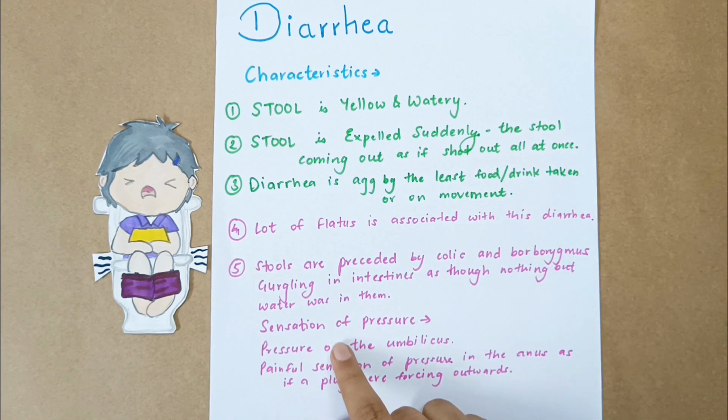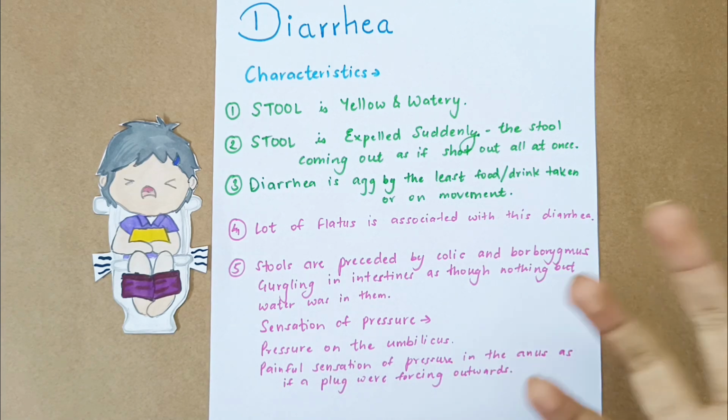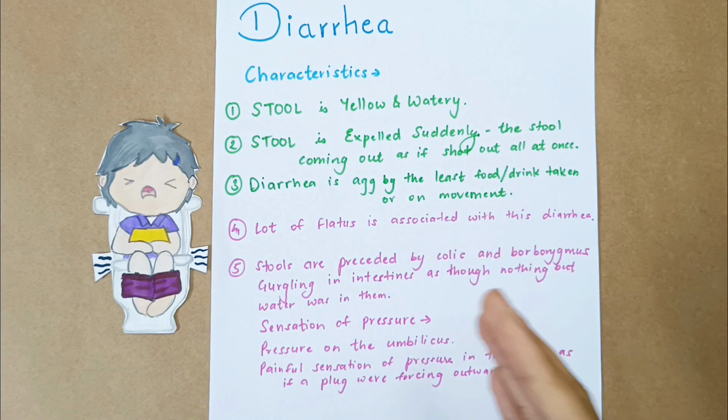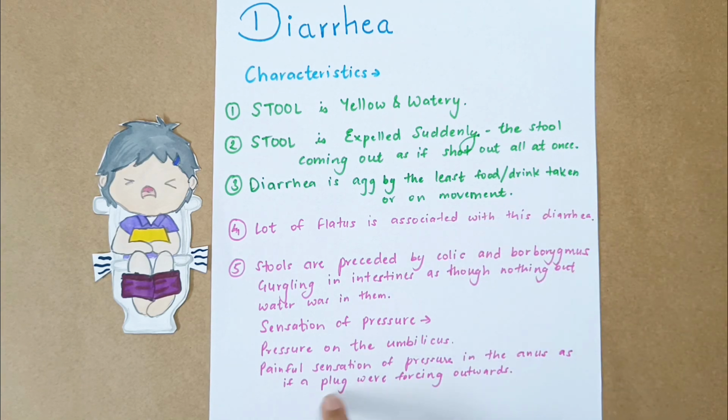Now there is also a sensation of pressure on the umbilicus, and it is painful. So it is not just a sensation, but there is also pain along with it. There is a painful sensation of pressure in the anus, as if a plug were forcing outwards. So these are five very, very important points of diarrhea given by Dr. N.M. Choudhuri.